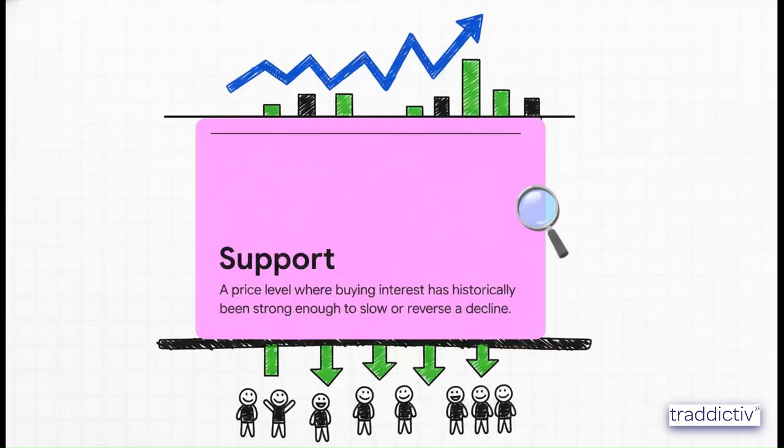The easiest way to think about a support level is like a floor. It's a price area where, in the past, buyers have jumped in with enough force to stop a price from falling. So when the price comes back down to one of these historical floors, traders are watching super closely to see if those buyers are going to show up and defend that level.